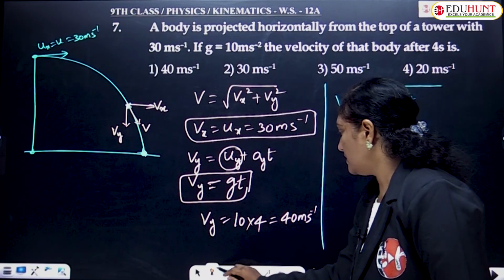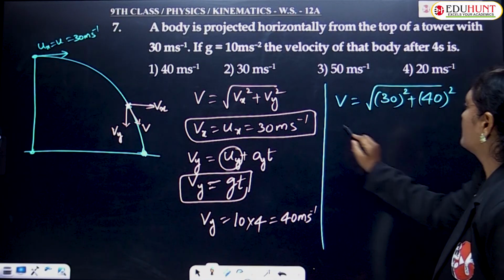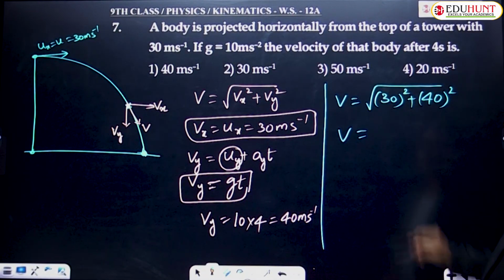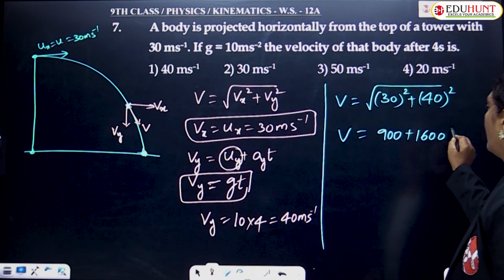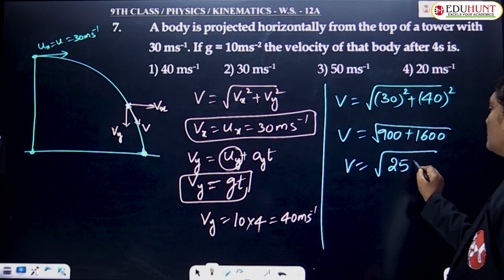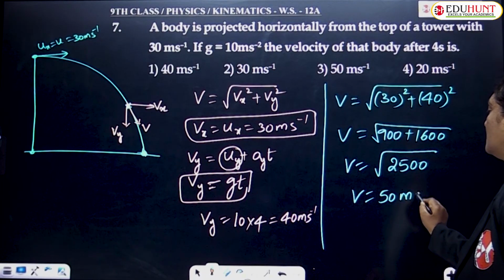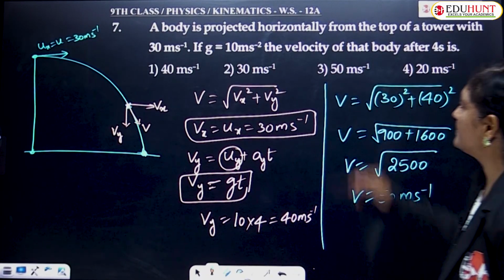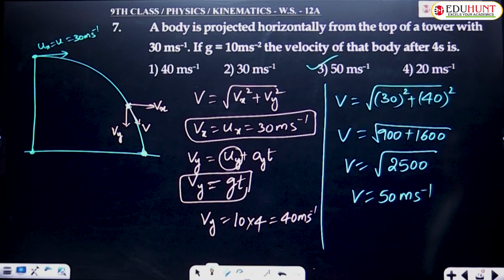So, substituting in the above equation, we have 40 whole square. 30 square is your 900 and 40 square is your 1600 under root. So, this is nothing but root over 2500 and its value is found to be 50 meter per second. And hence, option number 3 must be your correct answer. Answer is 50 meter per second. Okay. Well, moving to the next question.